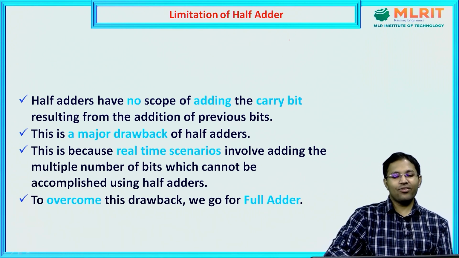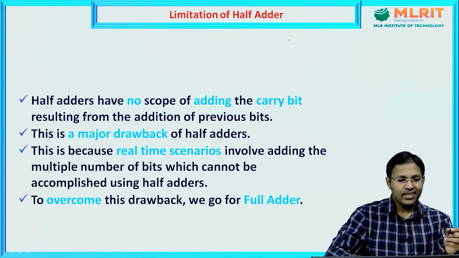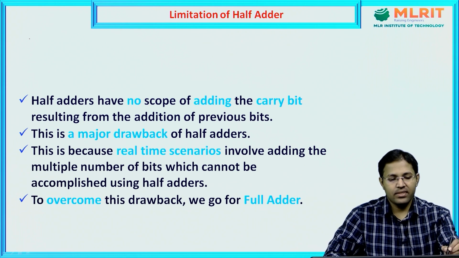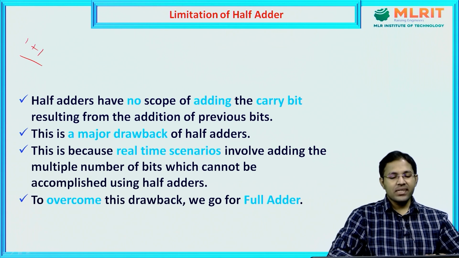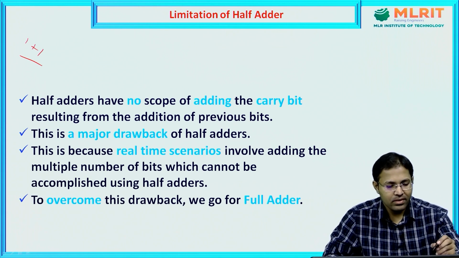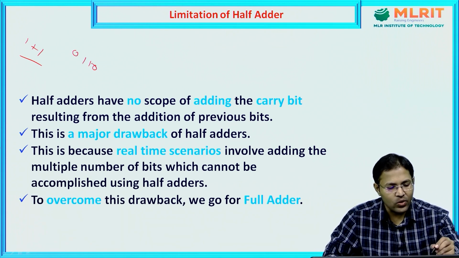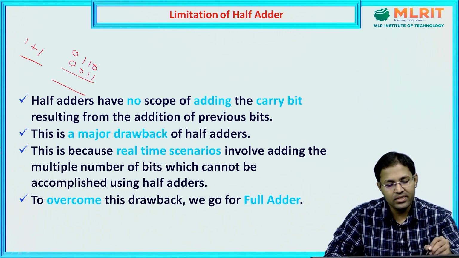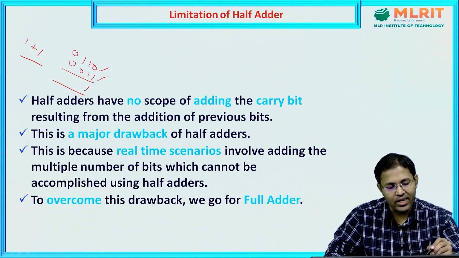Okay, next let us see what are the limitations of half adder. Now first of all, why do we need half addition? Suppose you want to add just 2 bits, 1 plus 1, you need half adder, fine. But let us take one example, say 0 1 1 0 and 0 0 1 1 addition. Now if we want to perform this addition, 0 plus 1 we will get 1, right. Next 1 plus 1 we will get 0, carry 1.